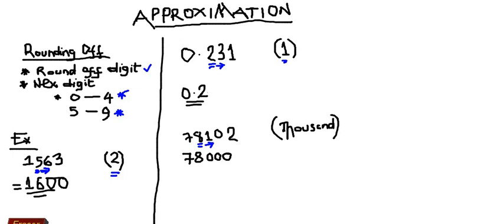If it is rounding off with respect to decimal places, we can, for example, have 1.35899.